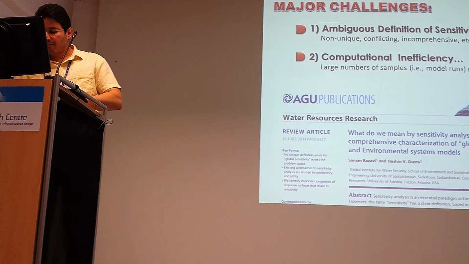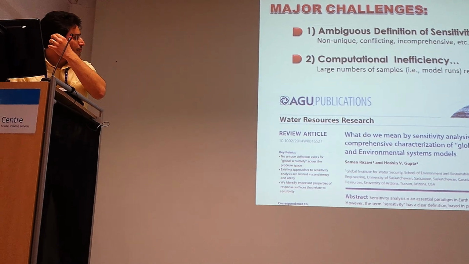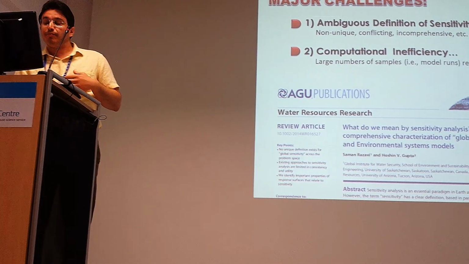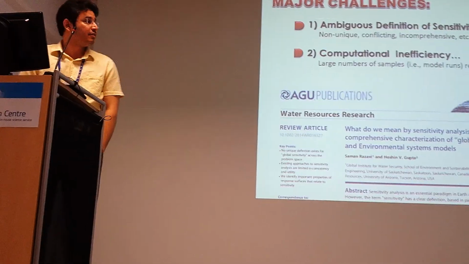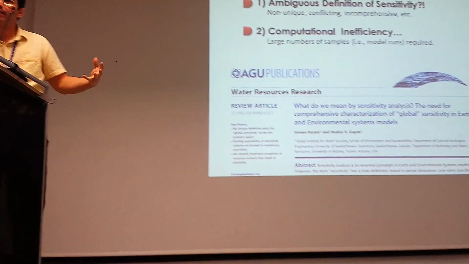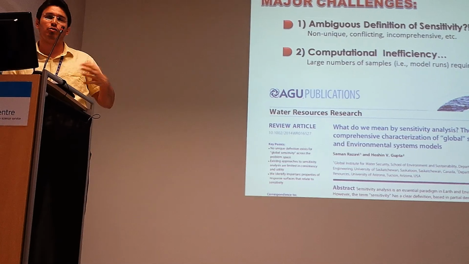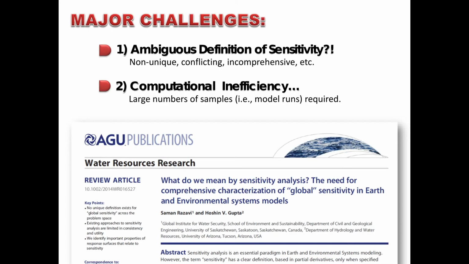With that intro, I'd like to raise two major challenges in the literature around the idea of global sensitivity analysis. Local sensitivity analysis has a clear definition, but as soon as we generalize or globalize that to global sensitivity analysis, there might be challenges. First one is the ambiguous definition of global sensitivity, meaning different methods, like the ones I showed, are based on different philosophies for sensitivity analysis, and that's why they lead to different, sometimes conflicting assessments of global sensitivity.